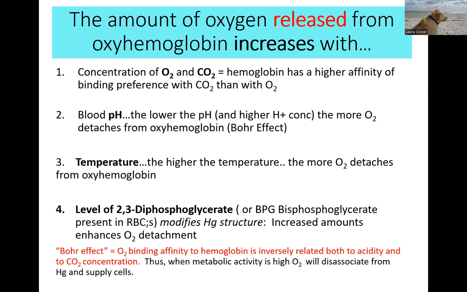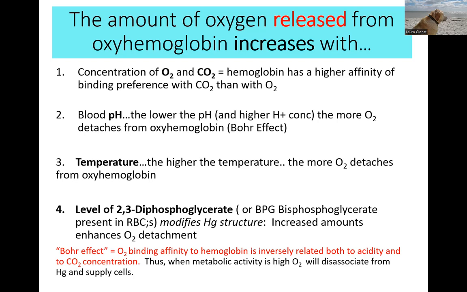Temperature. All right, what happens? What's the temperature when you're actively working out and using your skeletal muscles? Your body temperature goes up, right? Because skeletal muscle contraction generates heat. All right, so along with high activity, my body gets warm. Higher temperature allows oxygen to dissociate as well.